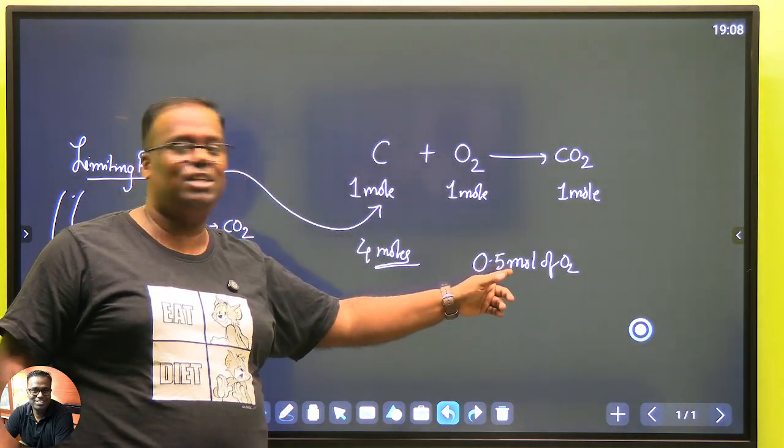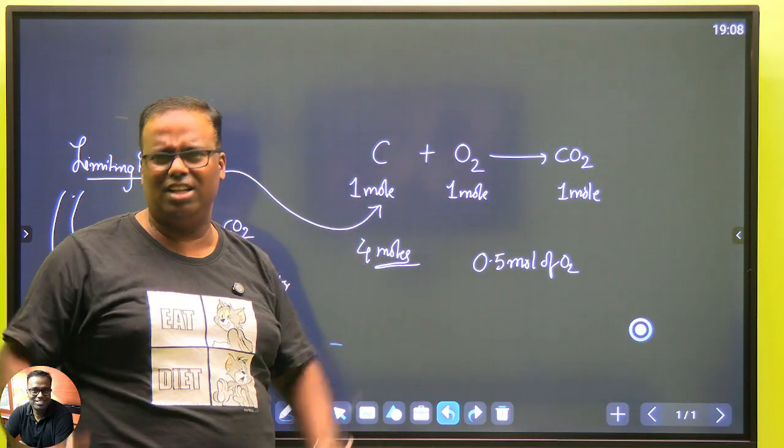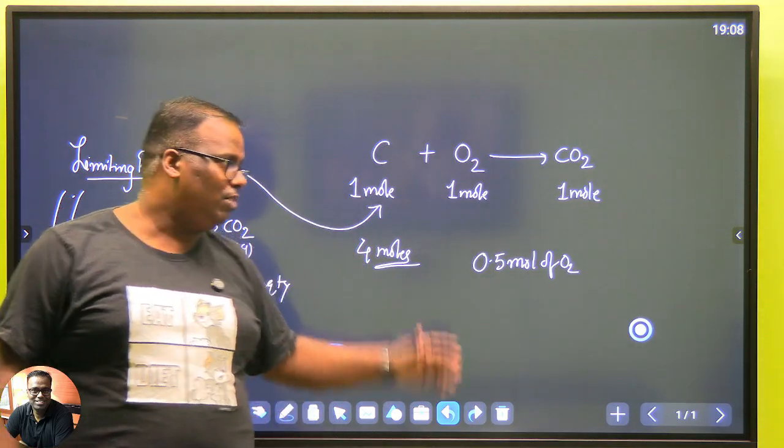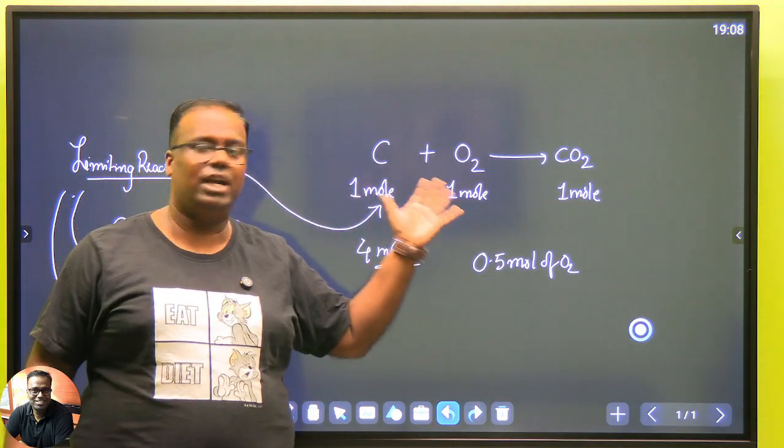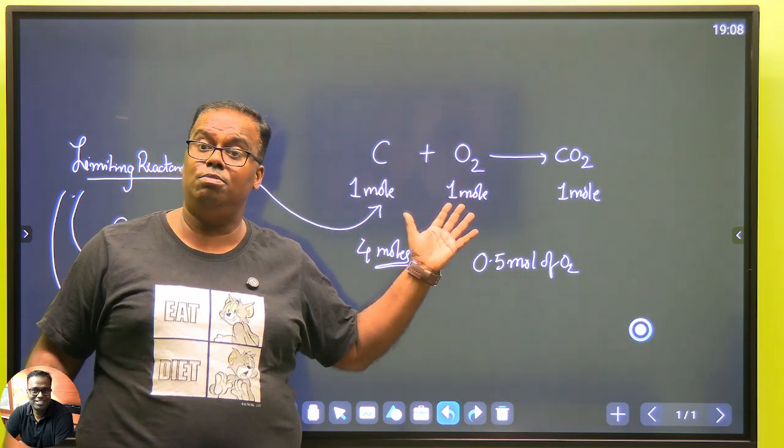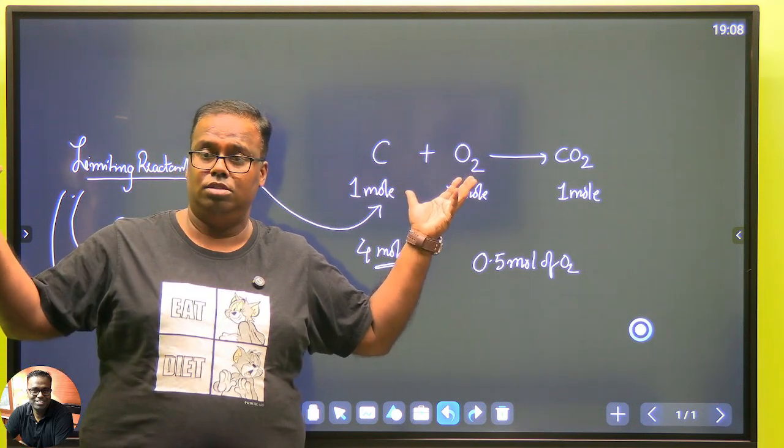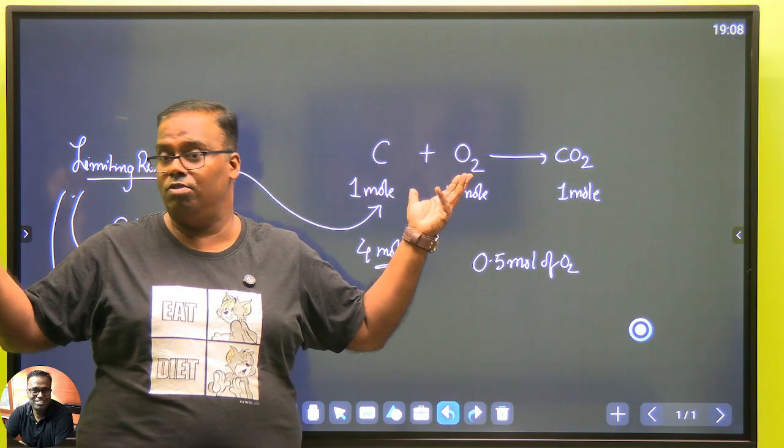Because this is the limiting reactant. Is the limiting reactant a little clearer to you now? Whenever we look at a reaction, we look at the reactants. Are the reactants available as much as we want? Then there is no tension, but that will never be the scenario.